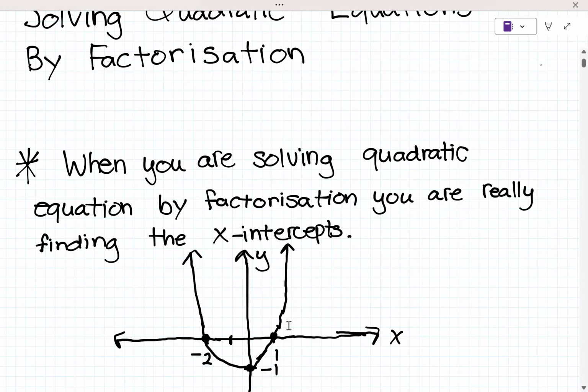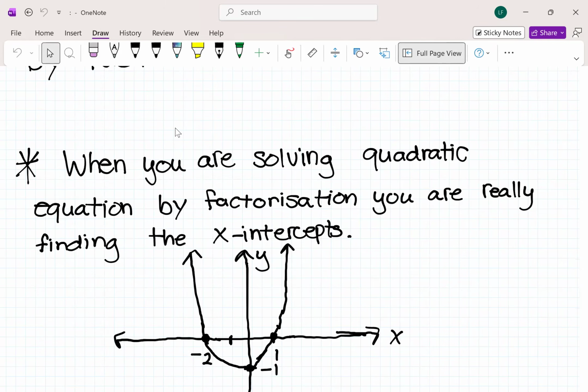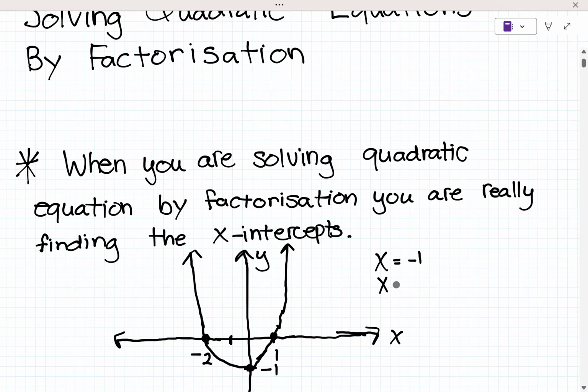As you can see in this example, you have a concave up quadratic U-shaped parabola, and your solutions are x equals -1 and x equals -2, which really means your x-intercepts, right? They just mean the x-intercept. So solution means x-intercept. That's all it means. Okay.